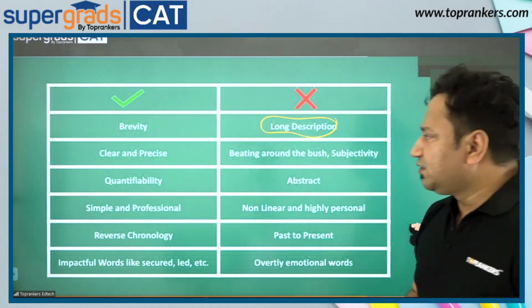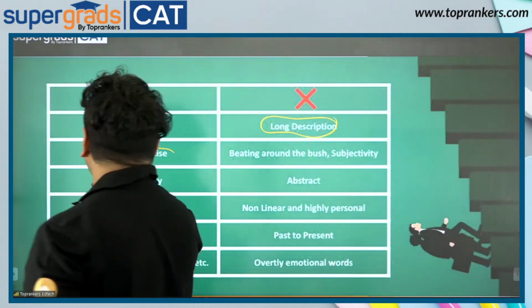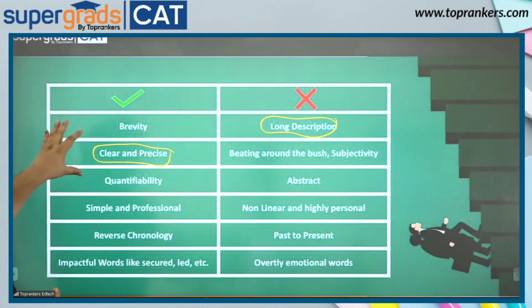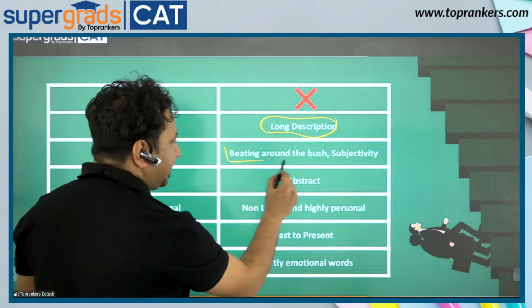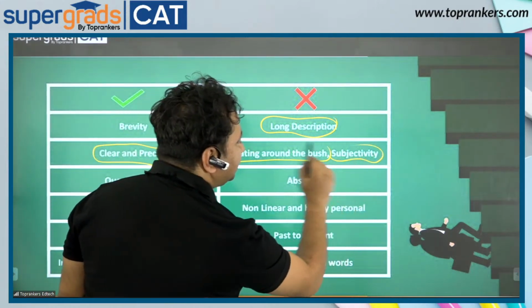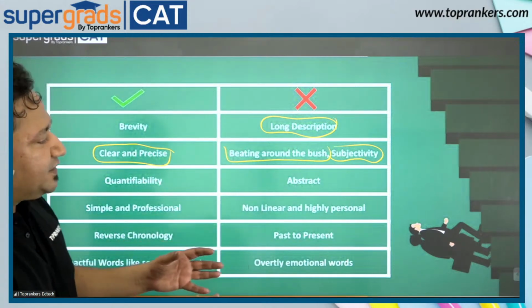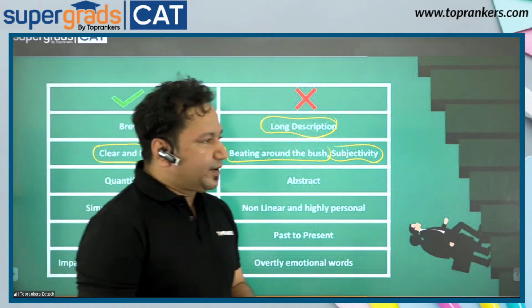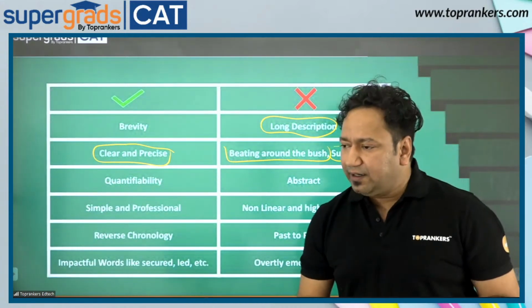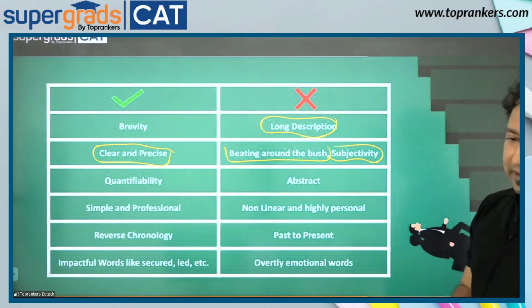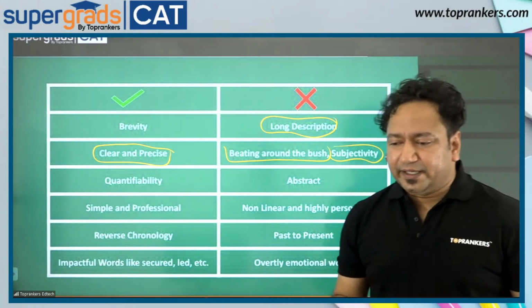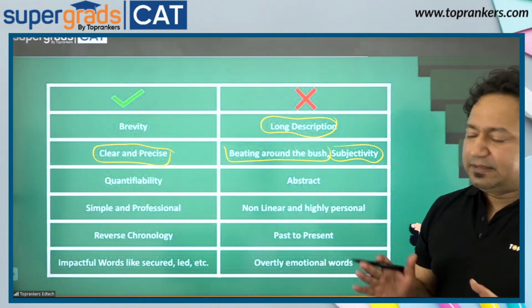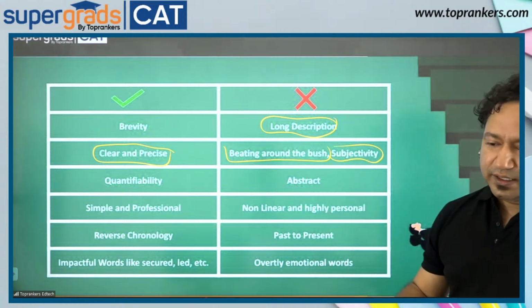No, don't keep writing endlessly. Be clear and precise. I hope these are things you already understand, but we should be focusing on this. Beating around the bush should not be done, or subjectivity should not be there. So you should not mention anything which will be opinionated subjectively. Like some people might feel that this thing is good and some might feel this thing is bad. That is what subjectivity is. It can be beneficial for some, wasteful for others. So we should avoid any kind of subjectivity or beating around the bush.